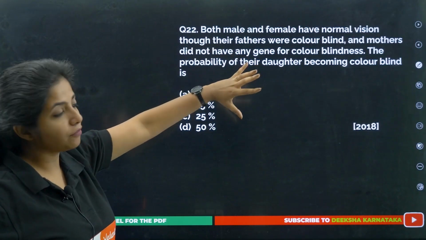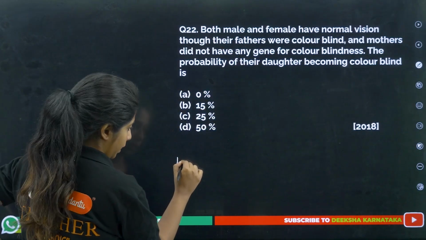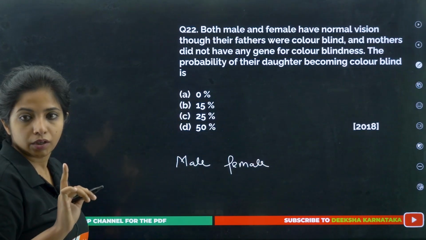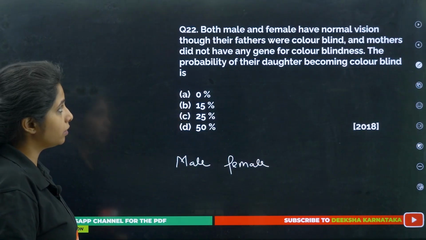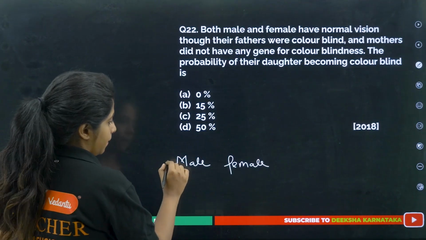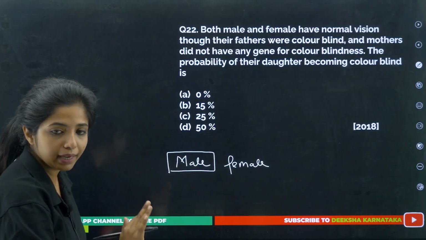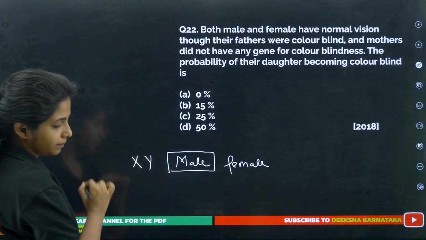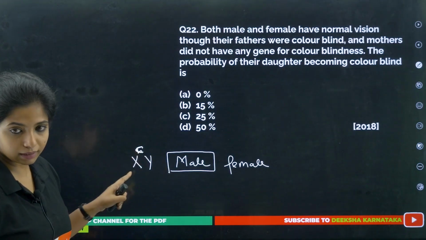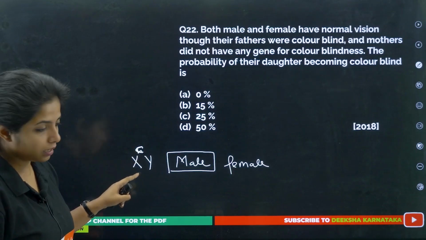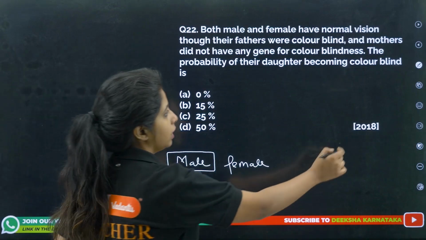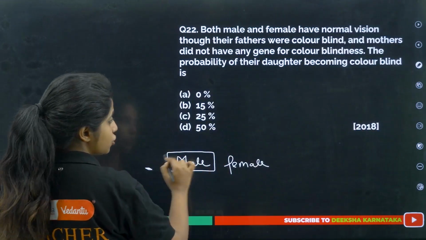So both male and female have normal vision. Understand that question. Though their fathers were color blind and mothers did not have any gene for color blindness. Whenever it says the male has normal vision, that means the male is normal for sure. It should be XY, because a male with one chromosome like this, or basically one mutation like this, will be color blind. So if I am saying that they have normal vision, that means there should not be any mutation, it will be just XY.